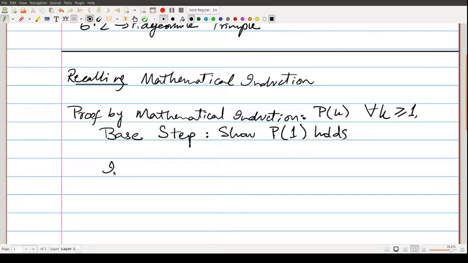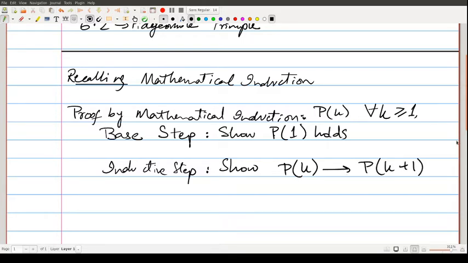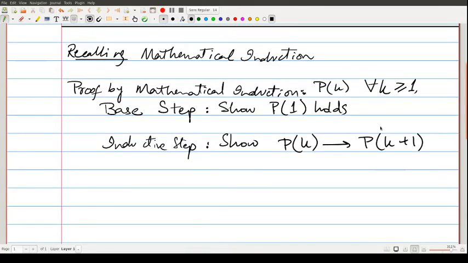And the next step is to do the inductive step, which is to show, you don't show a statement, you show a conditional statement in the inductive step, that you show that pk implies pk plus 1, right? So if pk is true, then pk plus 1 is true, that statement is true. And that's something that we did in mathematical induction.